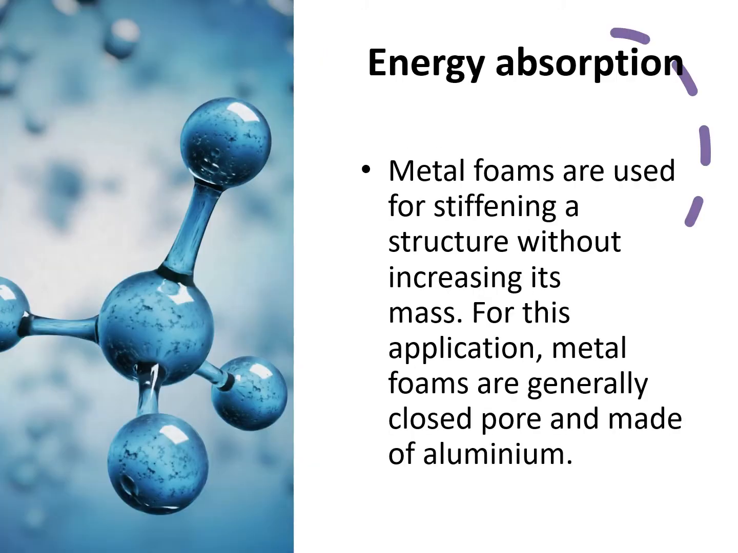Energy absorption. Metal foams are used for stiffening a structure without increasing its mass. For this application, metal foams are generally closed-pore and made of aluminum. Foam panels are glued to the aluminum plate to obtain a composite sandwich, resistant locally in the sheet thickness and rigid along the length depending on the foam's thickness. The advantage of metal foams is that the reaction is constant, regardless of the direction of the force. Foams have a plateau of stress after deformation that is constant for as much as 80% of the crushing.